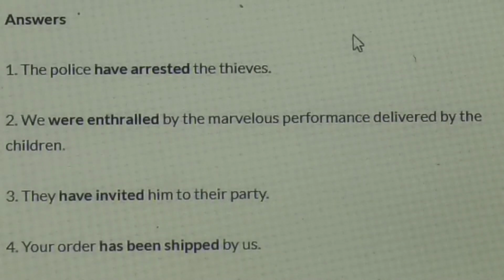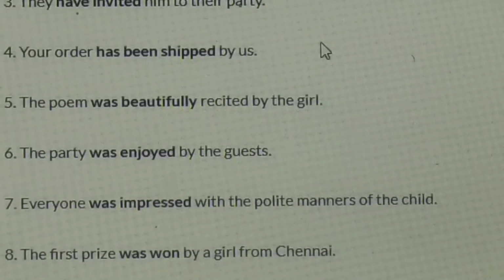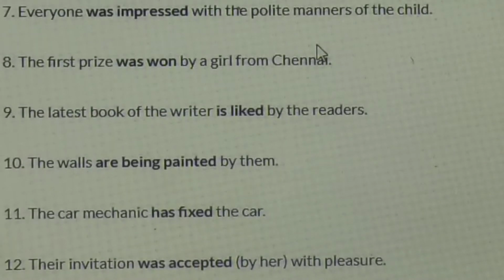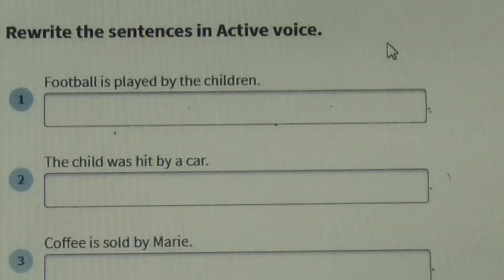The answers, children. Have a look at the answers and check whether you got them all right or not. If you have not got the answers correct, kindly do the corrections so that you learn. Are you noting down? Yes, very good. So 12 questions and 12 answers, children.